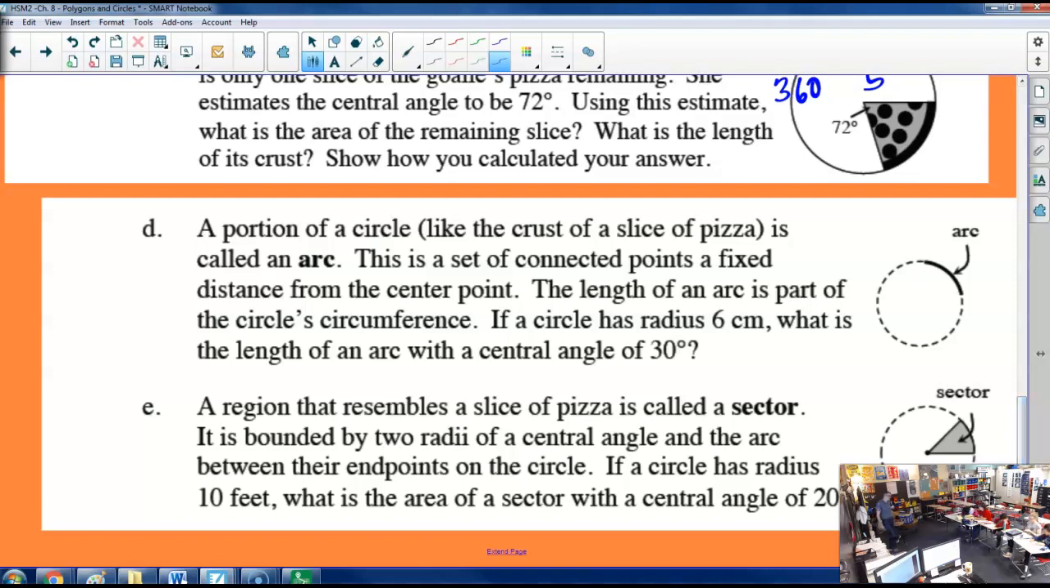Does what we just did make sense? Yes. Good, because now you know everything about arcs and sectors. Is this the whole lesson? That's it. Well, I mean, we're not done, but that's all the learning.